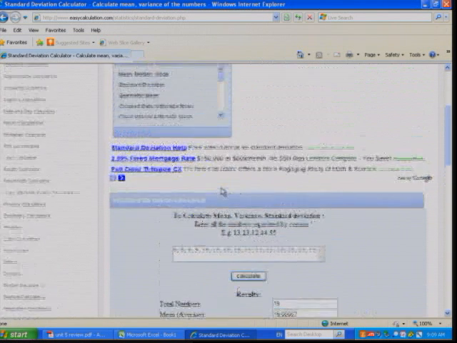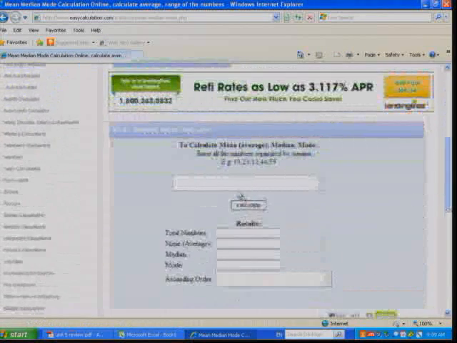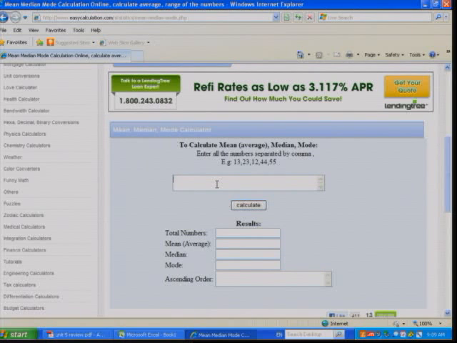You can also go to the mean, median, and mode calculator up there, and then you'll have to type those numbers in again. Okay, and then we'll calculate. It gives you the median of 10, and the mode is 9 and 10.